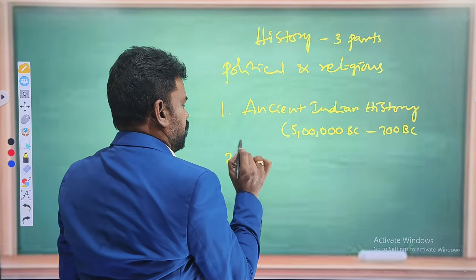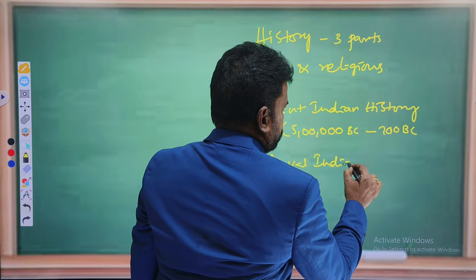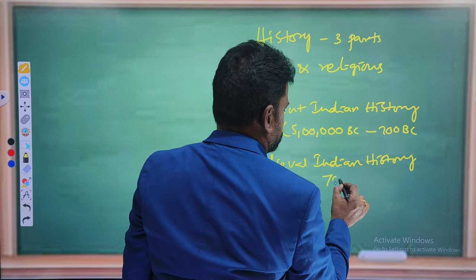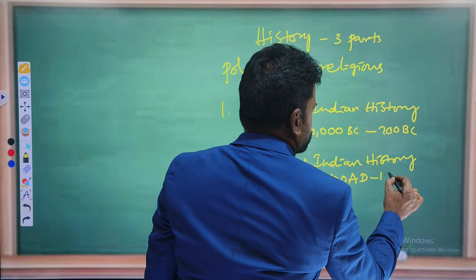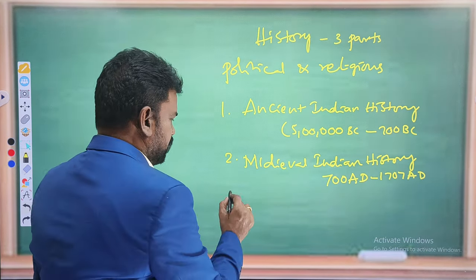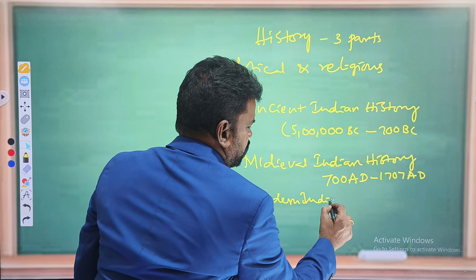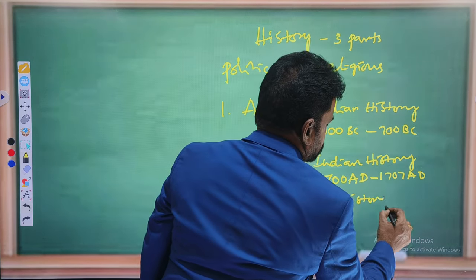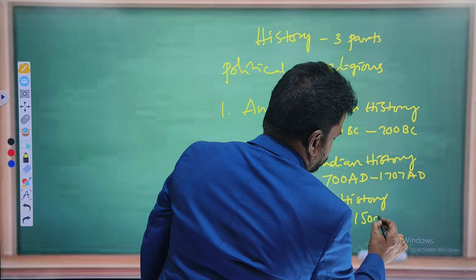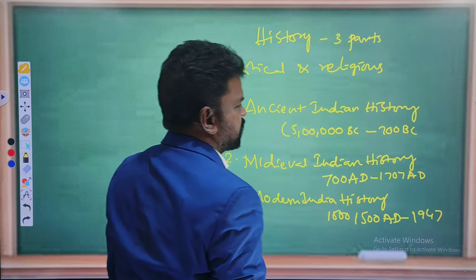After this, medieval Indian history. Medieval Indian history covers from 700 AD to 1707 AD. Next, modern Indian history. It starts with the coming of Europeans, almost from 1500 AD, and in 1947 AD they left India.